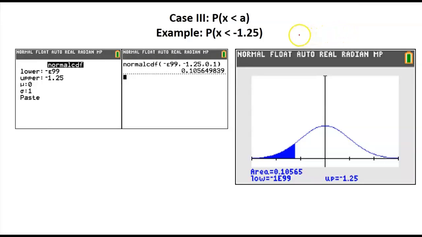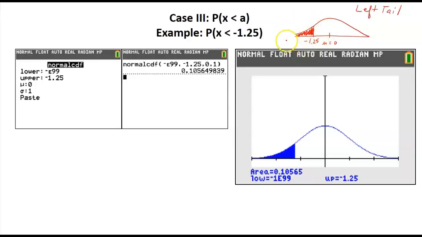Okay, the third case is the left tail. So let's say we're looking at the normal distribution that is standard normal, so we have a mean of 0. Here for our example, we're going to look at less than negative 1.25. So here's my negative 1.25, and it's less than that, so it's going to be shaded in this direction here.